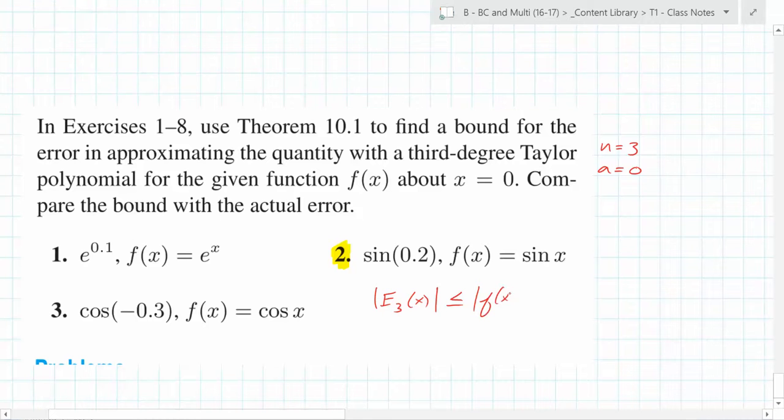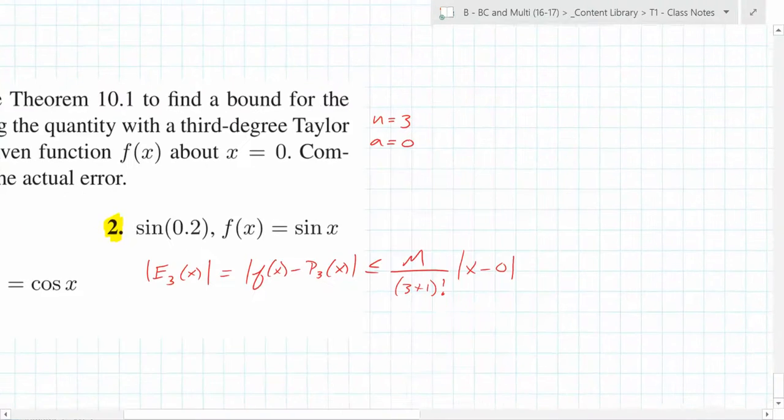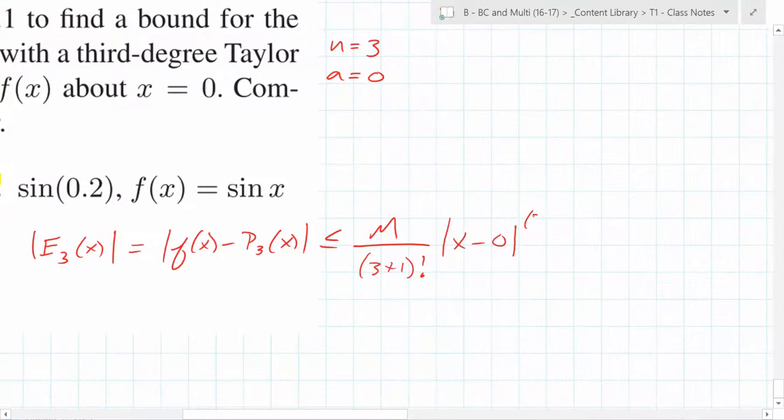to f of x minus P3 of x, and we know that's going to be less than or equal to M over, what goes on the denominator? Equals M over what? So in this case, n plus 1, n is 3, so it's going to be 3 plus 1 factorial, right? X minus what? To the fourth. I'll write it as 3 plus 1 for now.